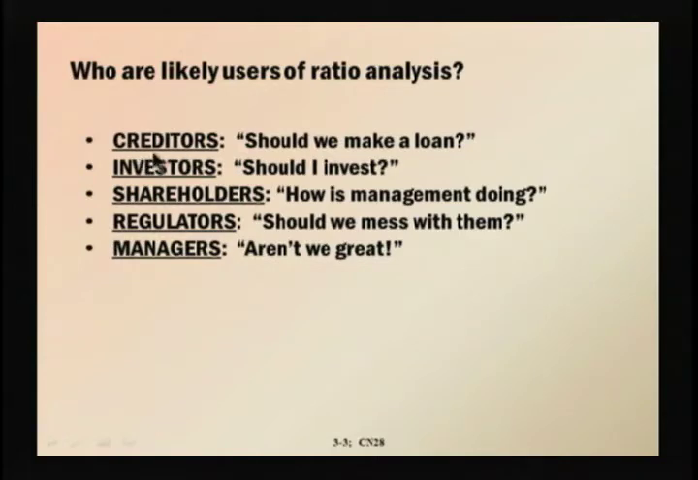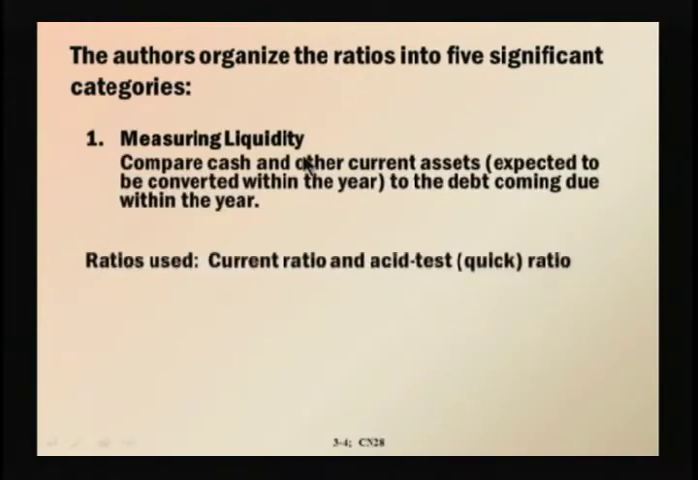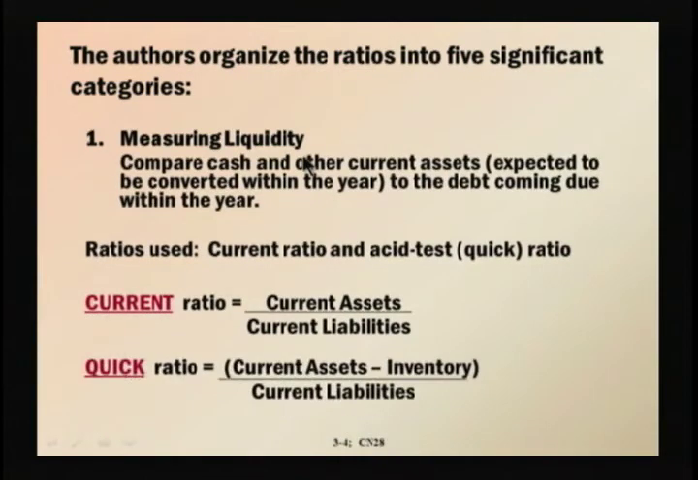But on the personal level, if we go to a bank to borrow personally, such as for a home mortgage or a line of credit or even an auto loan or what have you, they're going to want to see our personal financial statement to decide if they would loan us money or not. In Chapter 3, the authors divide the ratios up into 5 categories. The first one are ratios used to measure liquidity.